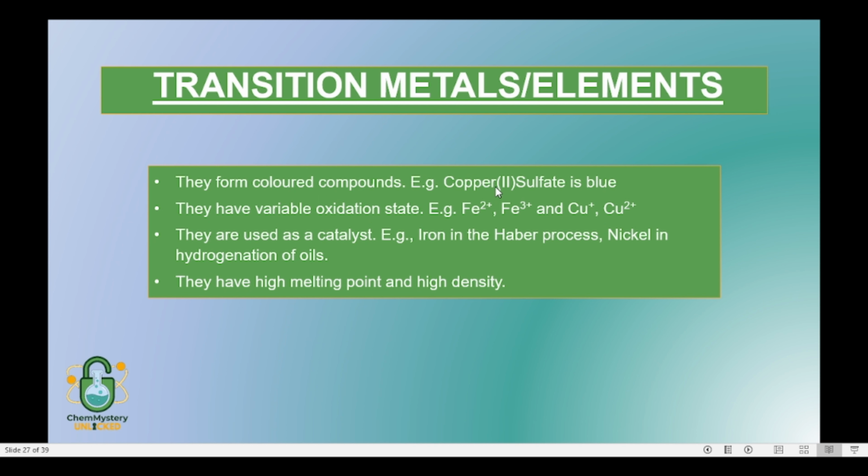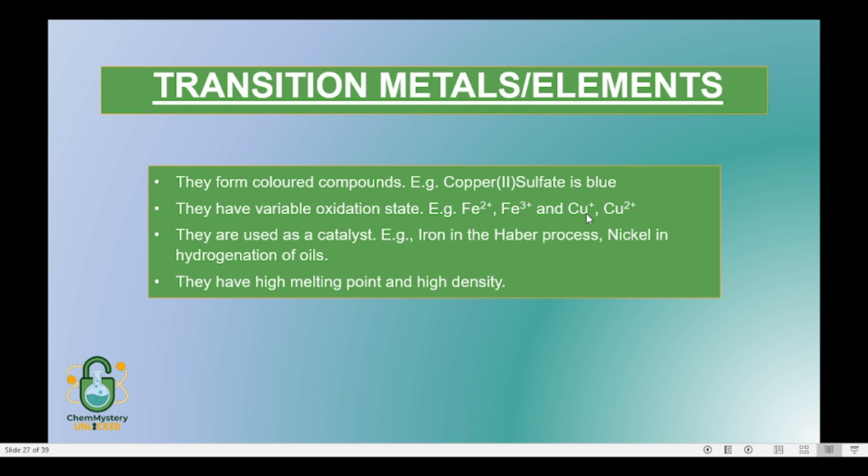Transition elements form colored compounds. Now, they have variable oxidation state. For example, iron 2+ and iron 3+, you can see the oxidation state varies. It changes. Can you guys see 2+, 3+? Then there's one more example of copper 1+ or copper 2+. So the charge changes. Variable oxidation state changes.